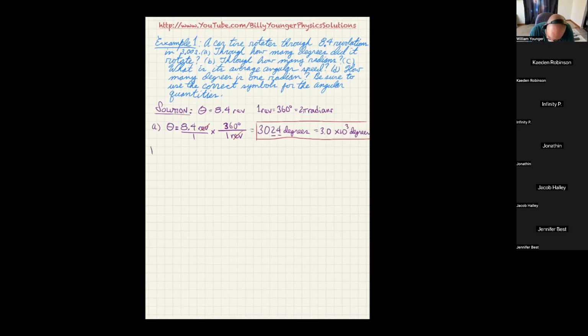Part B, they want to know the same thing, but this time they want it in radians. So theta is equal to 8.4 revolutions. But again, we're wanting to find a fraction where the revolutions disappears. And what that tells me is I'm going to put the revolution in the bottom again. And then I'm going to put 2 pi radians on the top. Now, remember the radian is actually defined from this equation right here. S is equal to R times theta. So you see that theta is really S over R.